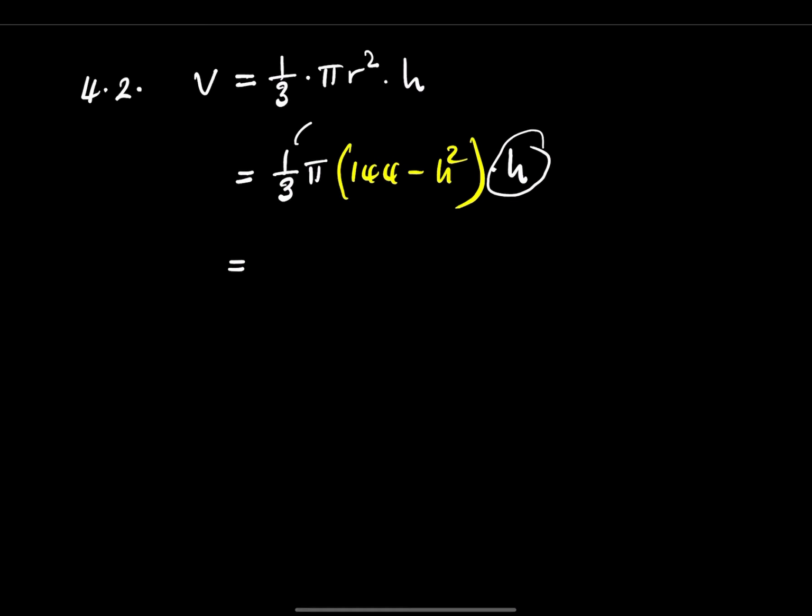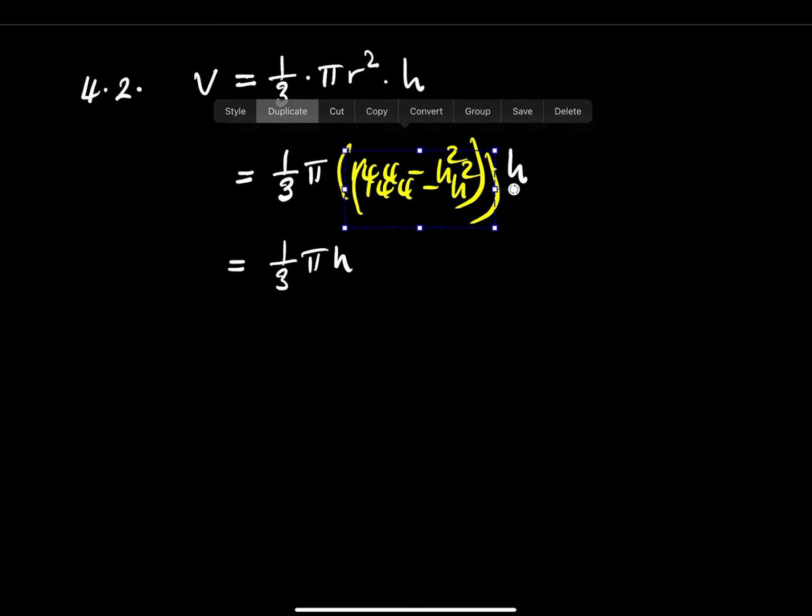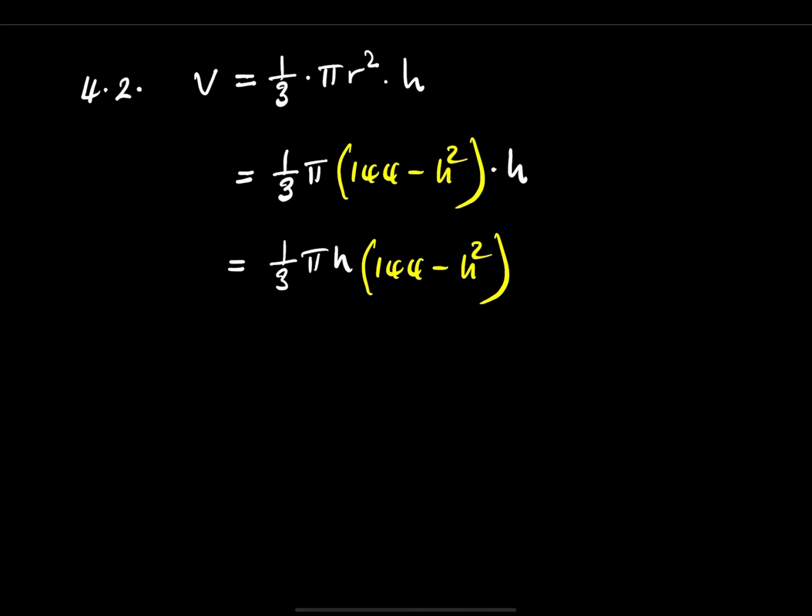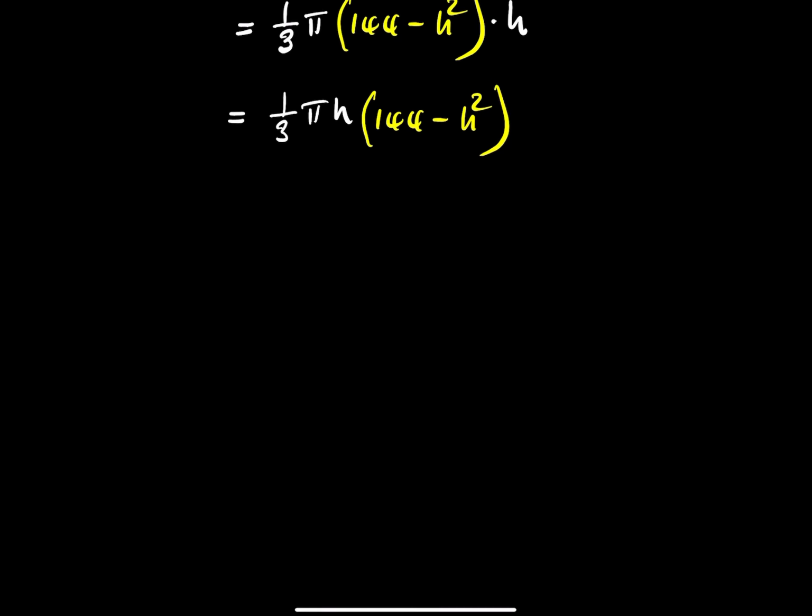Or you can multiply these ones first and later on multiply with h out. So I'm going to multiply 1 over 3 pi h first, and then I'm going to just double copy this one to show that I didn't do anything with this one. Now I'm going to say 1 over 3 times 144. You can use that in your calculator. You're going to get 48, and then you get pi h there.